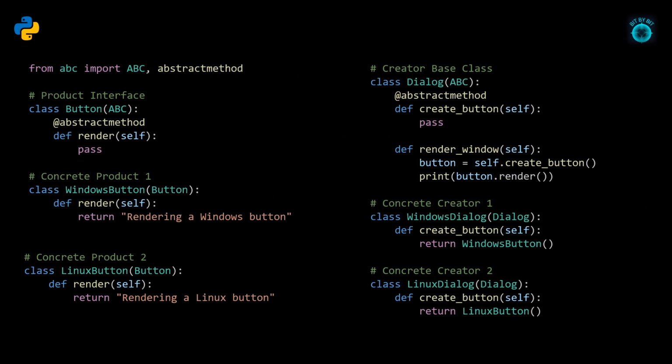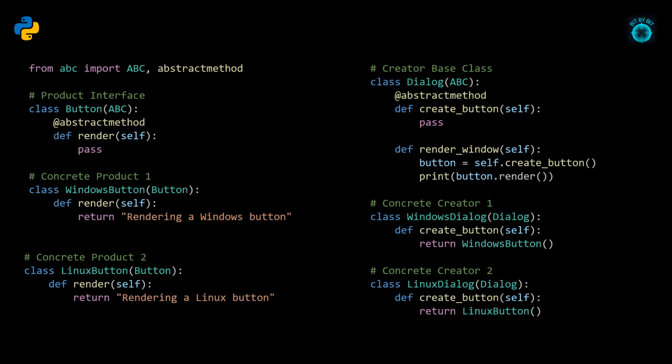Let's walk through this example of the factory method pattern in Python. We start by defining an abstract base class called Button using the ABC module. It declares a method called render, which must be implemented by all subclasses. Then, we define two concrete classes, WindowsButton, which returns the string "Rendering a Windows button", and LinuxButton, which returns "Rendering a Linux button".